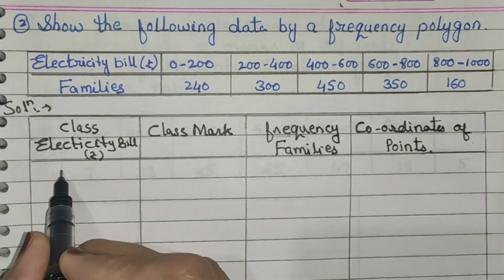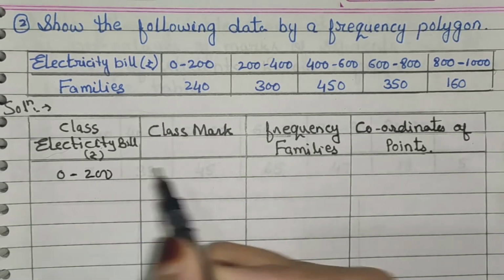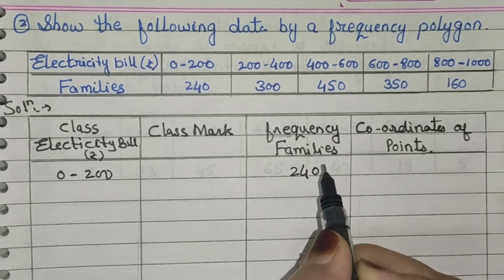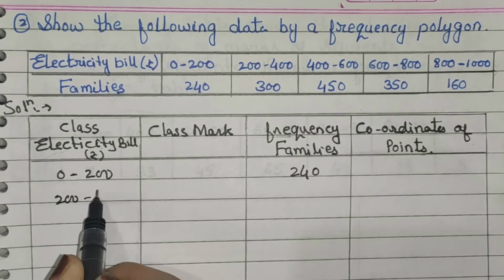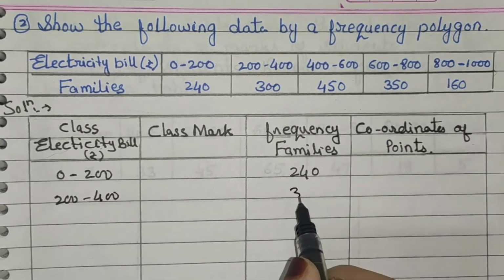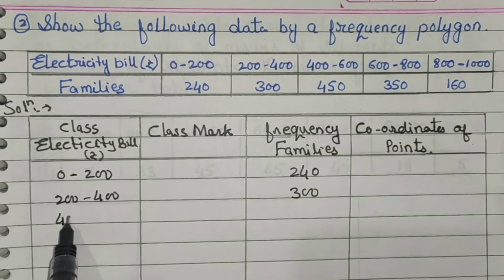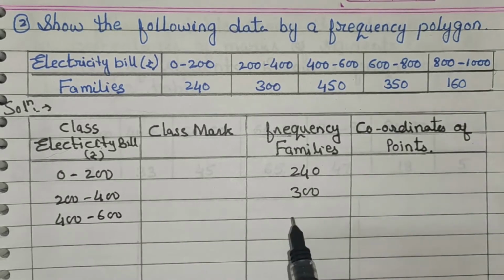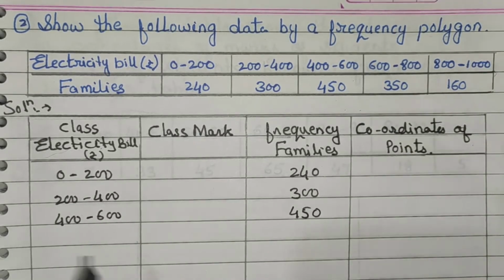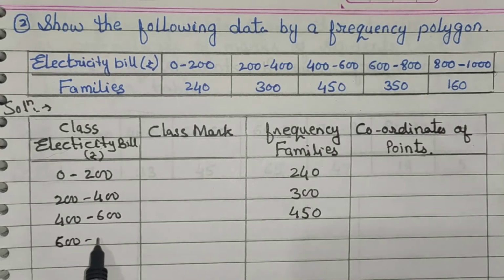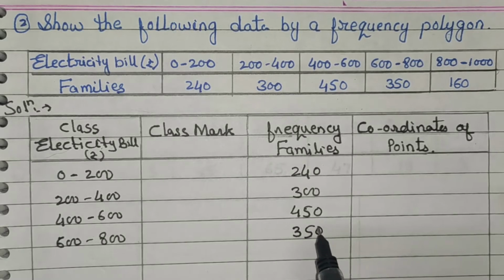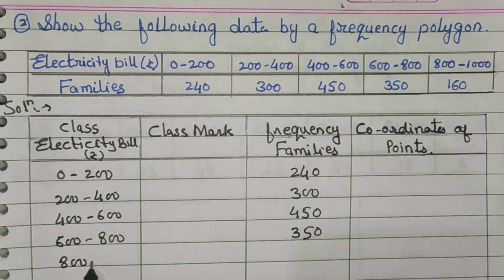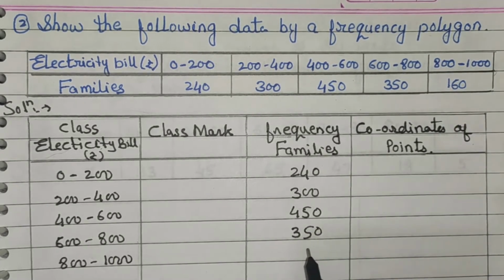Therefore, start from here. 0 to 200, frequency is 240. Next, 200 to 400, frequency is 300. Next, 400 to 600, frequency 450. Next, 600 to 800 and the frequency is 350. And the last one is 800 to 1000 and the frequency is 160.